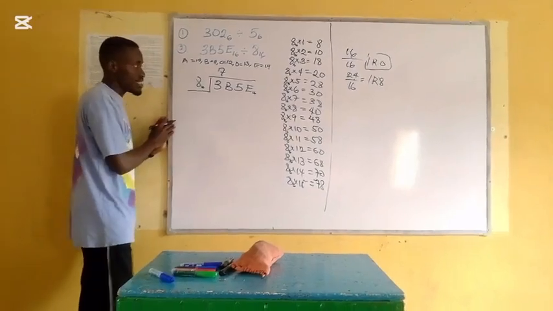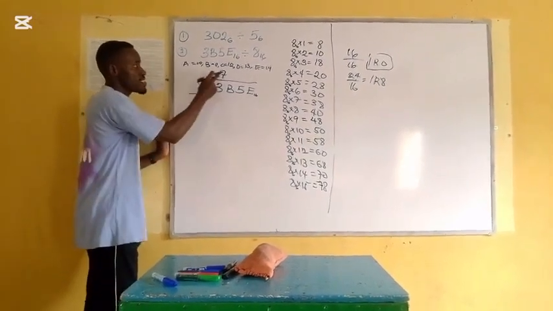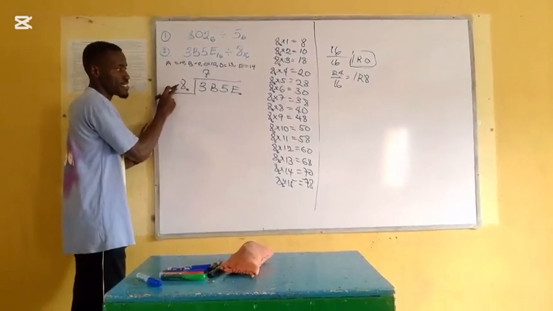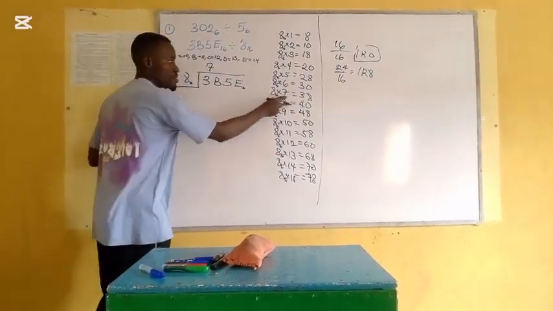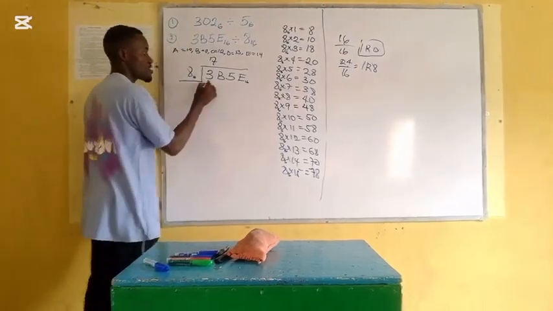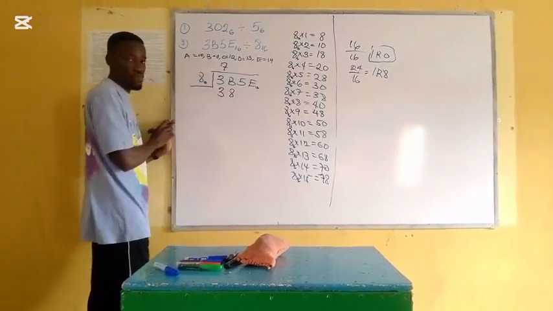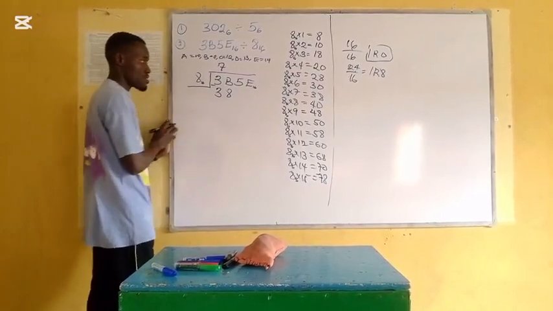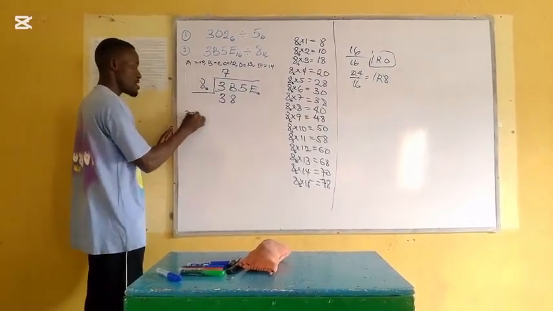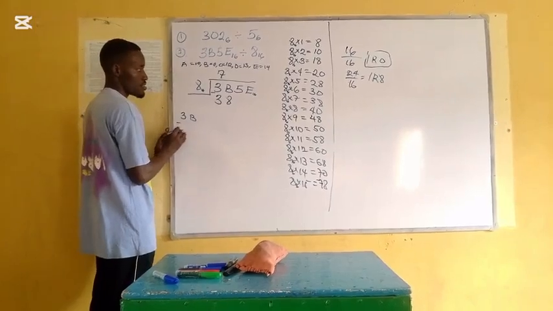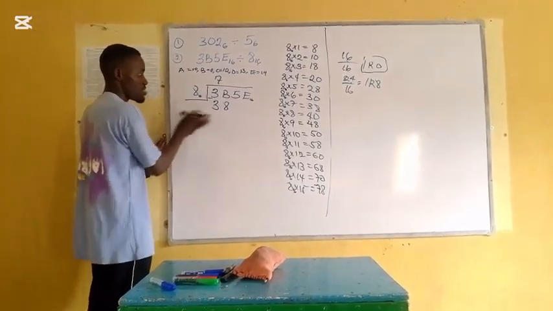So we have divided. Now let's multiply. 7 times 8 in base 16 is going to give me what? The same 38. So we have 38 here. So the next thing I'm going to do is what? Subtract.